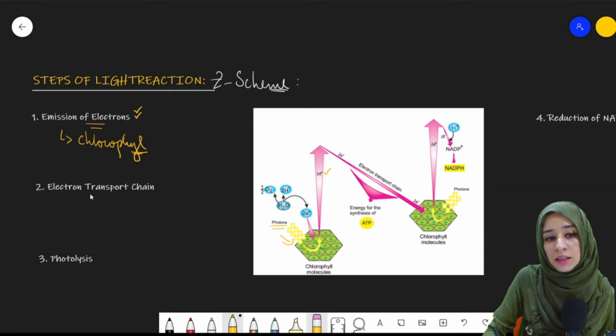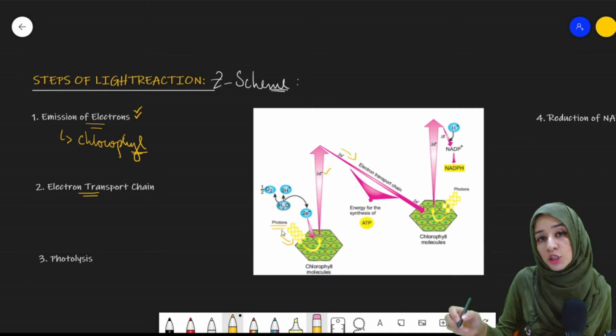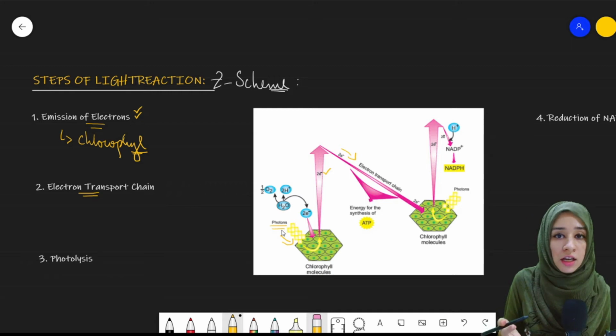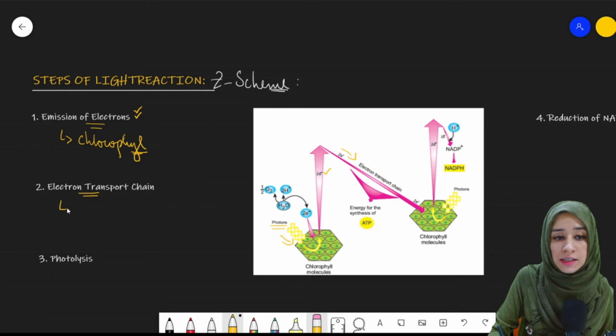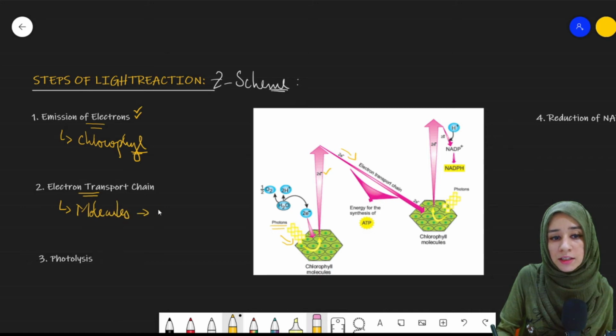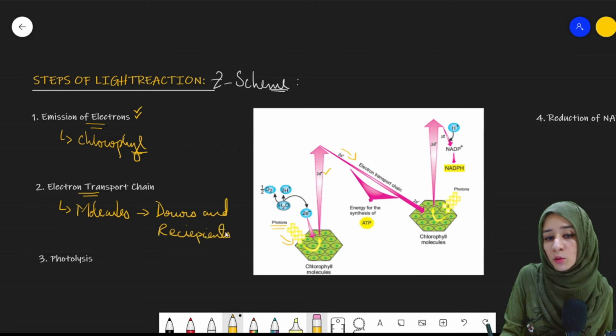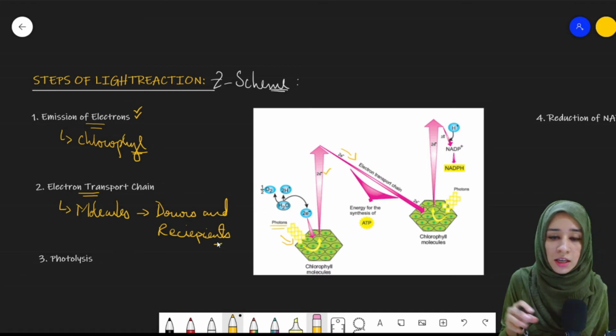Then comes the electron transport chain. These electrons are going to enter into the electron transport chain. Now, what is the electron transport chain? This is the combination of molecules which are basically donors and recipients, in simple words. These are donors and recipients of what?